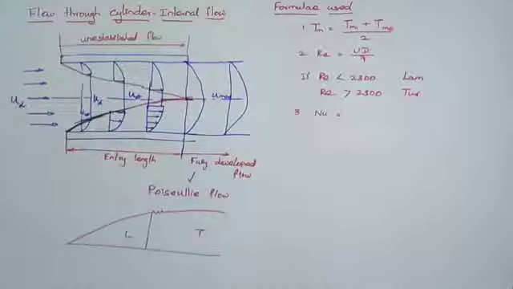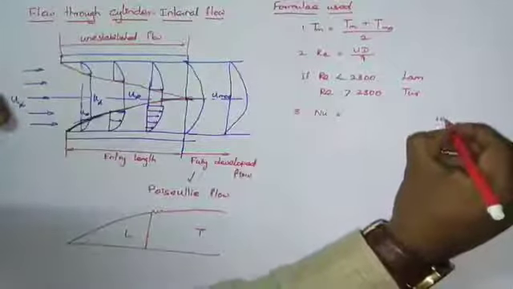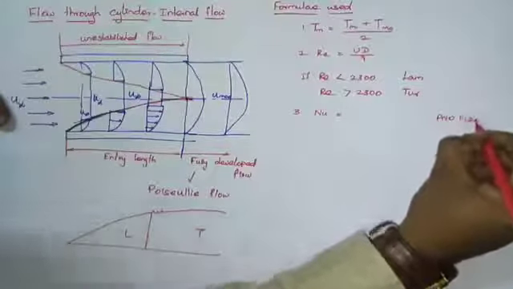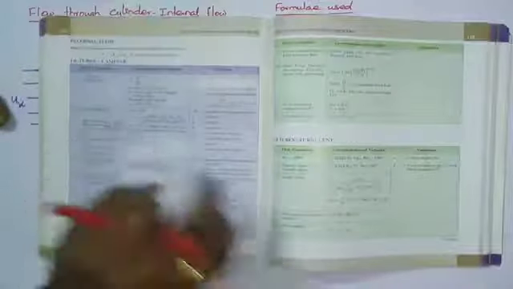The internal flow pages are available on page number 124, right? Page number 124, you can find out. So this is your page number 124. On page number 124, you can find the Nusselt number equation. In the entry region, Nusselt number equals 3.66. This is the only formula you have to take for a laminar condition. So Nu equals 3.66.